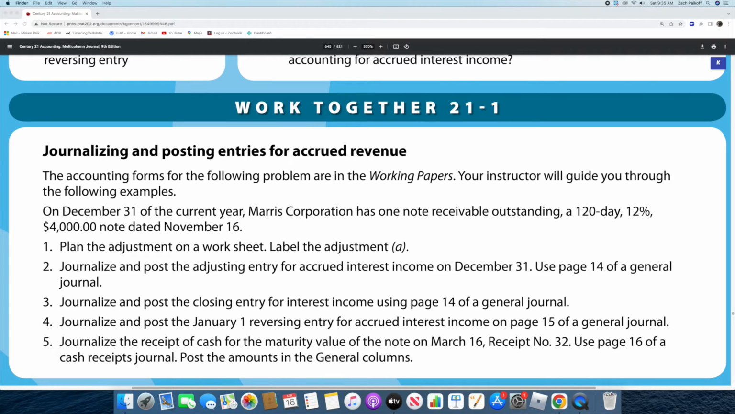Number 4. Journalize and post the January 1st reversing entry for accrued interest income on page 15 of a general journal. And for number 5, journalize the receipt of cash for the maturity value of the note on March 16th, receipt number 32. Use page 16 of a cash receipts journal and post the amounts in the general columns to the general ledger. Alright, so now that I've read over the instructions, let's jump right into the 21-1 work together.